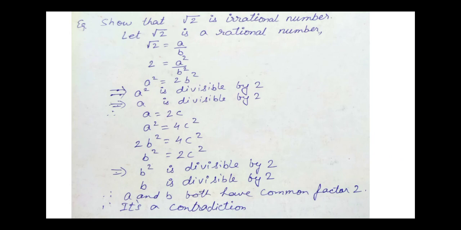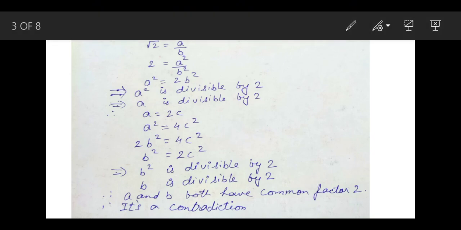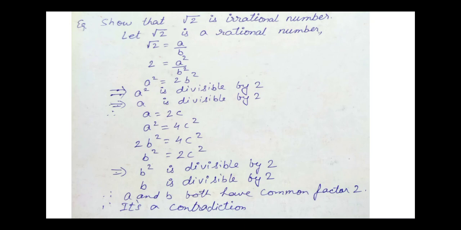Now we will show root 2 is irrational. There are two methods to show that root 2 is irrational. One is the division method. We will try to find out the square root value of root 2, which will never end, and we can show it. Or we can do it in a different way. Let us assume root 2 is a rational number because we have to prove root 2 is irrational. So we will assume root 2 is a rational number.